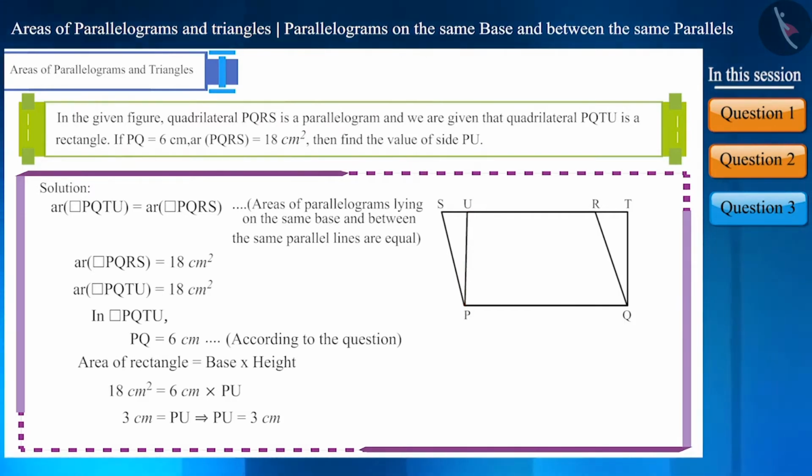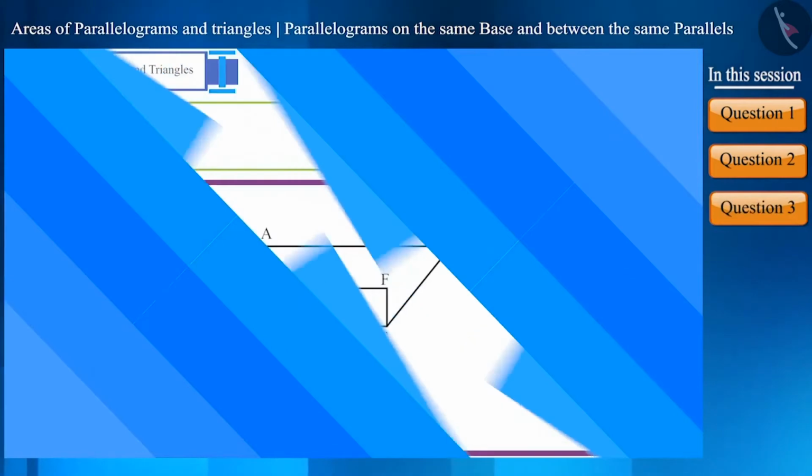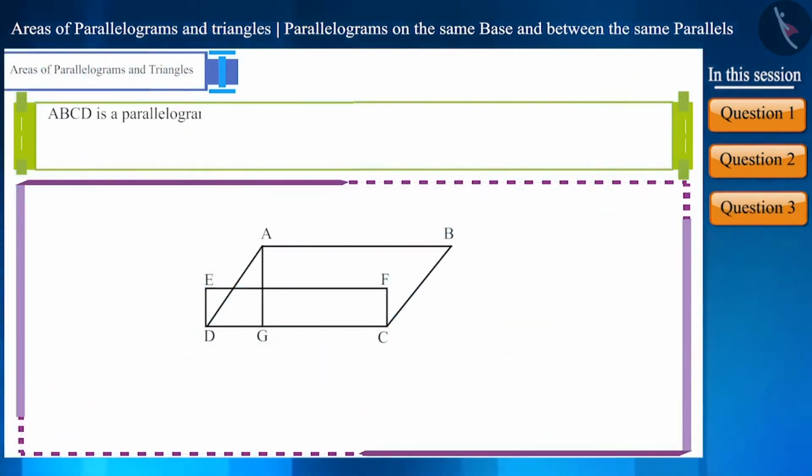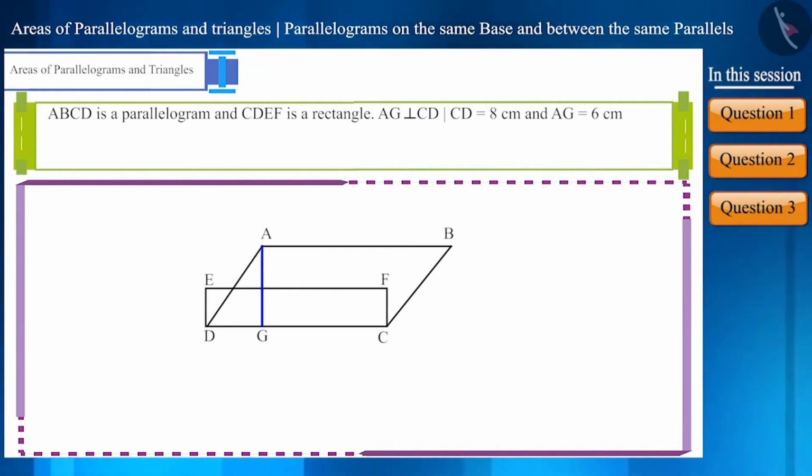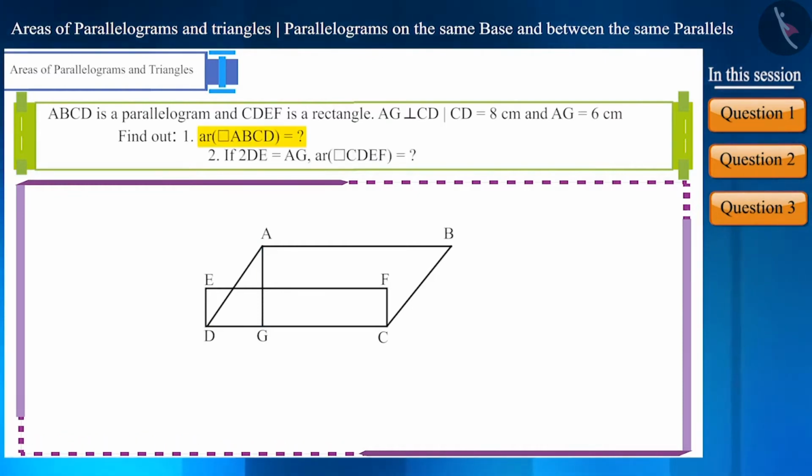Let's move to the next question. In the given figure, the measurement of side CD is 8 cm and the measurement of perpendicular AG is 6 cm. Using this information, find the answers to both these questions. 1. Area of parallelogram ABCD, and 2. If 2DE is equal to AG, then what is the area of rectangle CDEF?